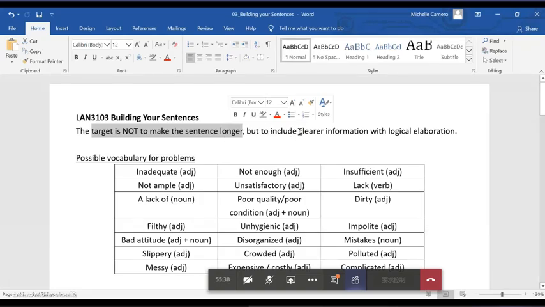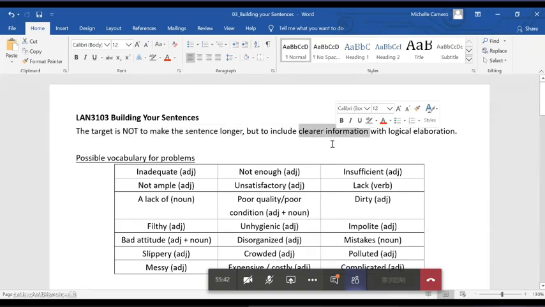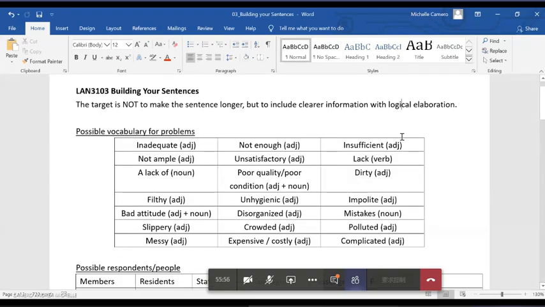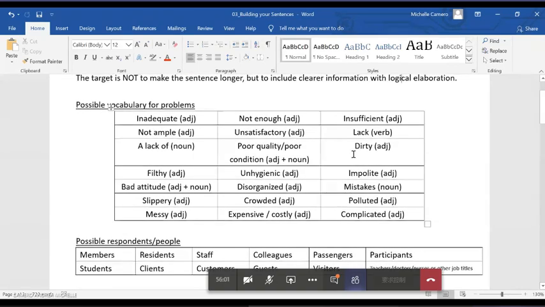Basically, why you're going to build a sentence is because you want to provide clear, easy to understand information, and you want to have logical elaboration. Now, elaboration means adding ideas, and you want to make sure that the ideas you add are appropriate and suitable for the situation. Okay, so first, before you start adding ideas, there's a few things you need to know about because they will be used in part of your sentences.